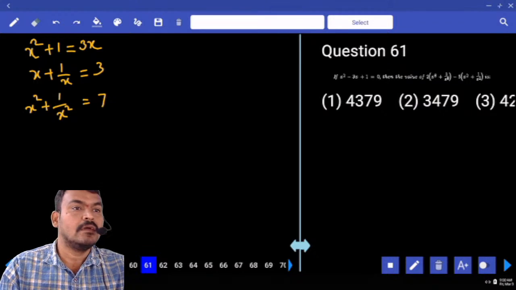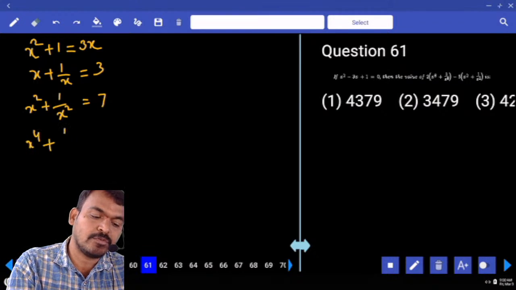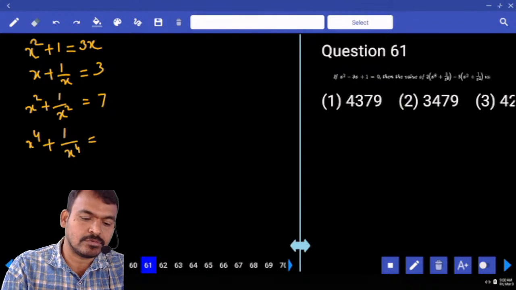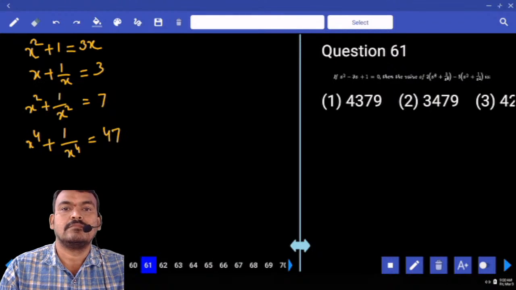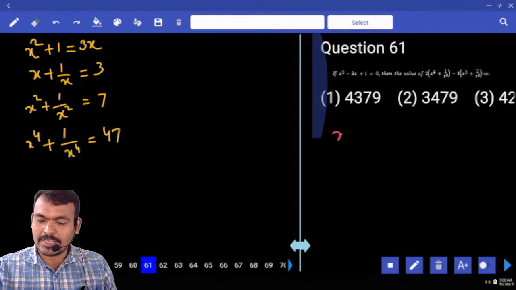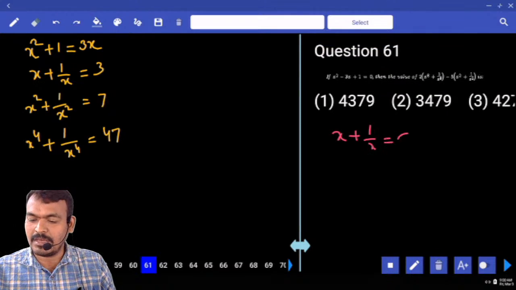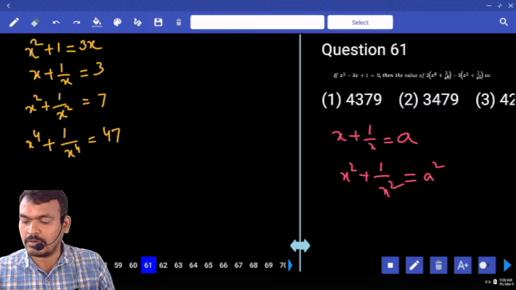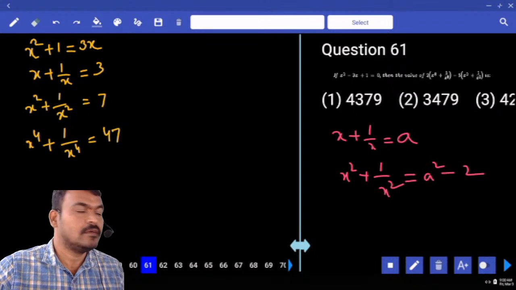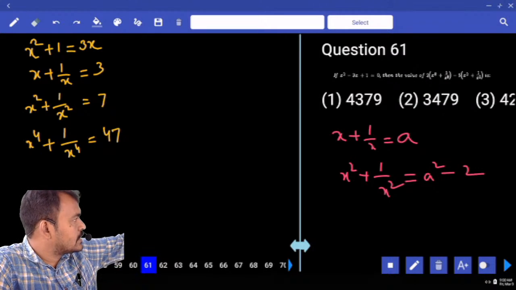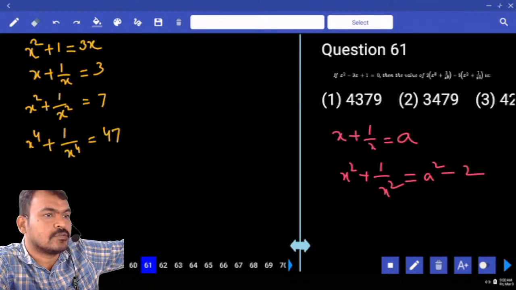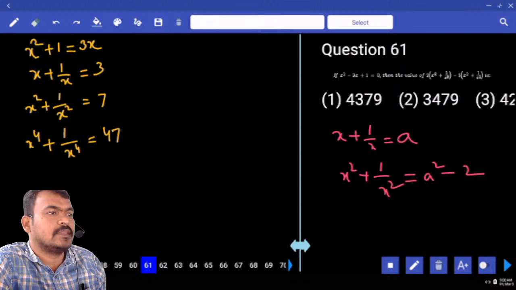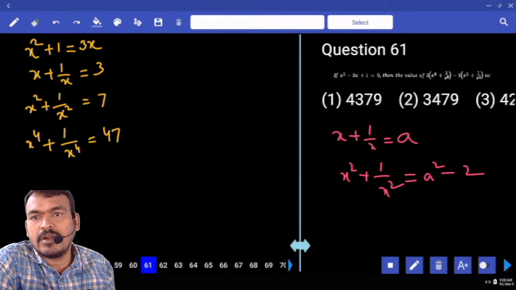7. Next, x power 4 plus 1 by x power 4? 7 square, 49, minus 2, 47. Already we know if x plus 1 by x equals a, then x square plus 1 by x square is a square minus 2. What is the x plus 1 by x value? 3. Then x square plus 1 by x square is 3 square minus 2. Then x power 4 plus 1 by x power 4 is 7 square minus 2. 7 square is 49, minus 2 means 47.